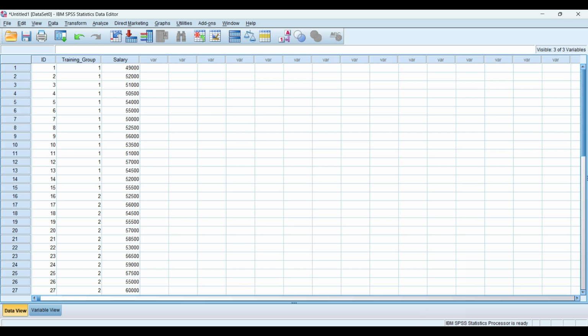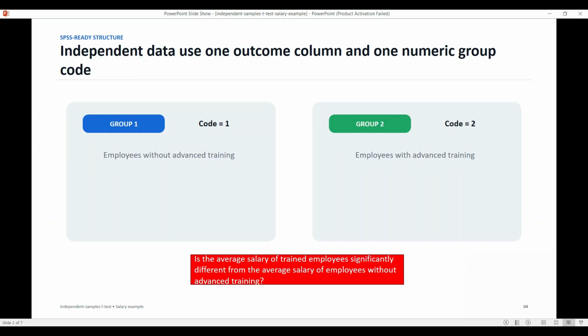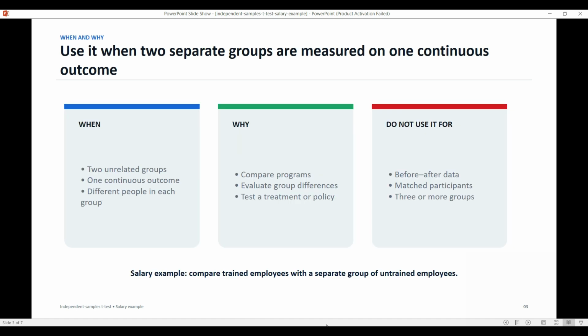So we come back to our PowerPoint presentation. After coding the data, we need to answer this question: is the average salary of trained employees significantly different from the average salary of employees without advanced training? We need to answer this question after performing the independent sample t-test.